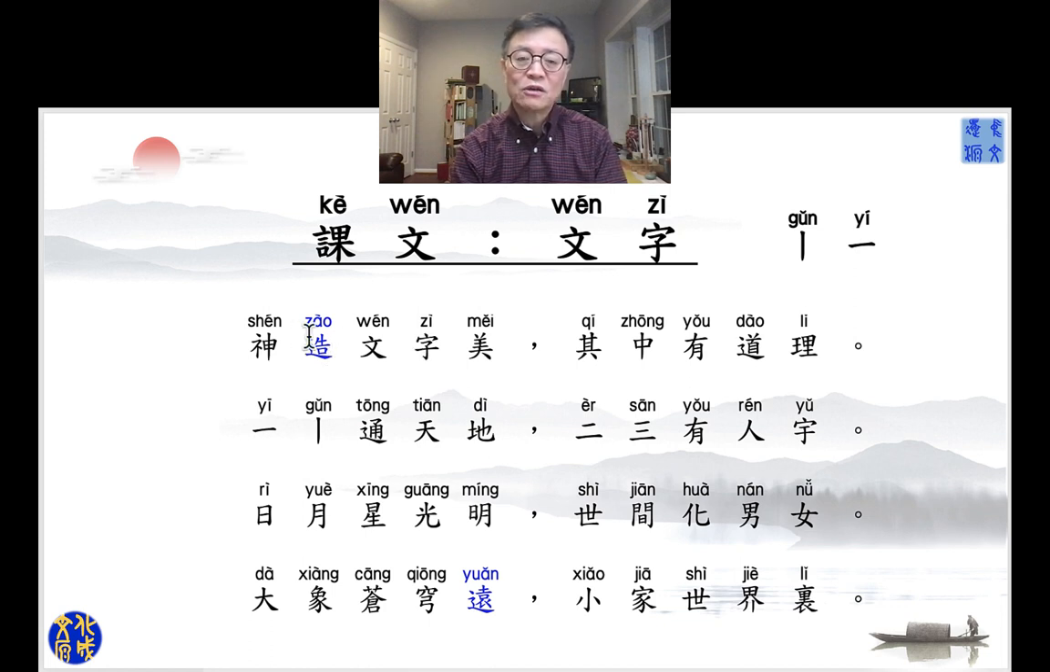神造, create or make, 文字美. 其中, in this 文字, 有, has or have, 道理, reason, logic. Actually, that's the logic of Dao. So, this is Dao, D-A-O, right? 其中有道理。一滚通天地。This is Dao, horizontal Dao. This is vertical Dao. Remember? 通, connect, through, throughout. Basically means connect. 通天地, the horizontal Dao and the vertical Dao connect to the Dao on each level.